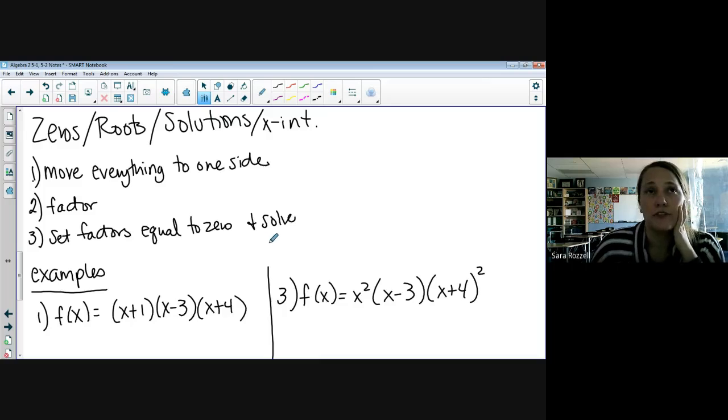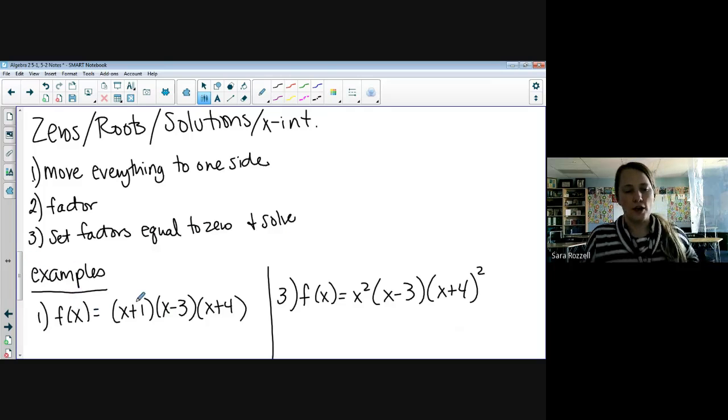Most of the problems you're given today will have already been factored for you, so we just have to worry about setting our factors equal to 0 and solving them. Okay? There's only, I think, 8 of them that you have to factor. They're all pretty straightforward factoring ones in your homework. So we're going to start with our first example.